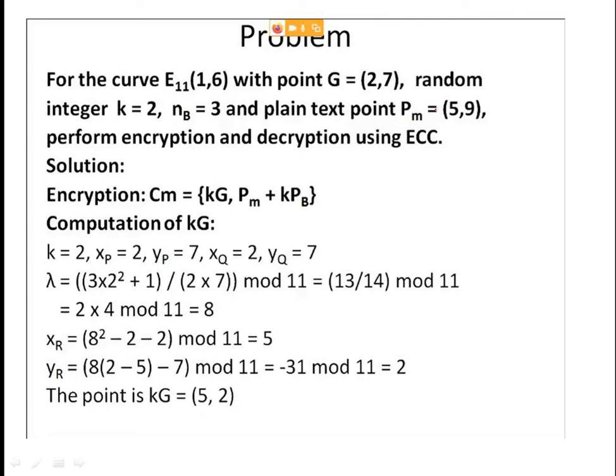Okay. So we have to follow the steps. What is the first thing we need to do? First we need to generate a ciphertext, and this is the formula of the ciphertext. So first we need to compute kG. How to compute kG? We already have the k value and the G point value. So we need to calculate kG by using our formula. Which formula do we need to apply here? You can see E11 is given, E11 1, 6. This 11 is nothing but a prime number.